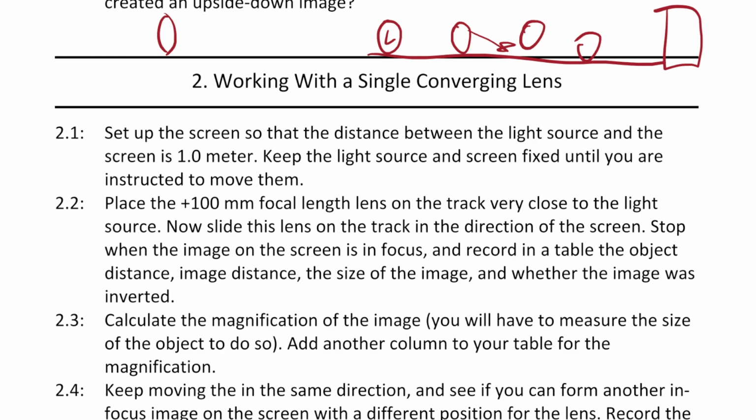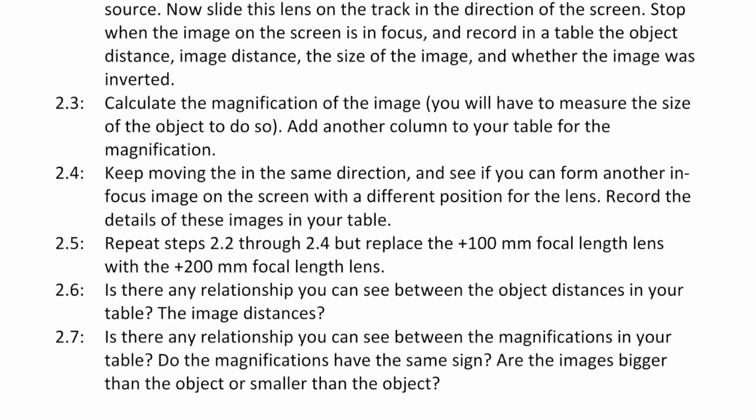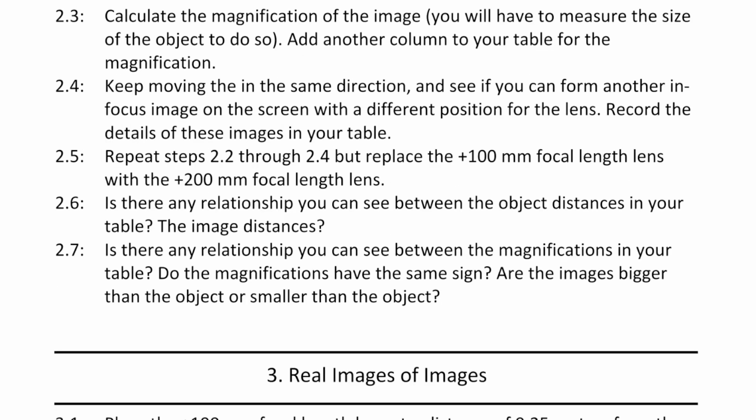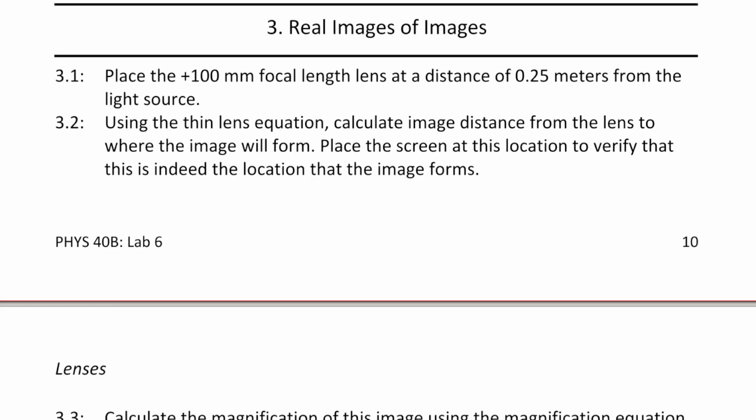You're going to place it. You're going to record the object distance, image distance, size of the image, a bunch of stuff in a table. You're going to repeat the experiment for different focal length lenses, and then you're just going to see if there's any relationships. And then for part 3, you're going to place the 100 millimeter focal length lens again, but at a distance of 0.25 meters from the light source this time.